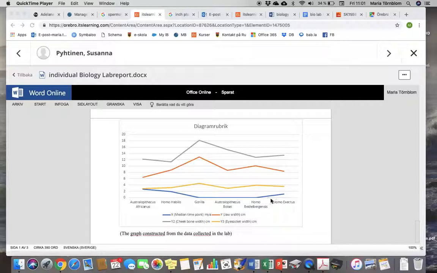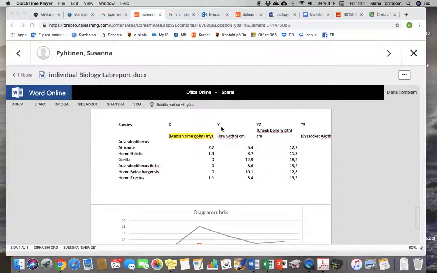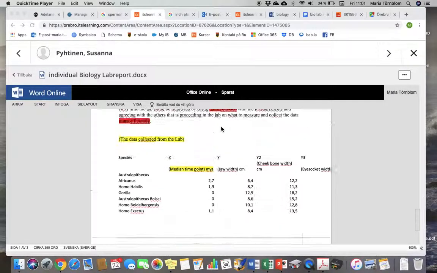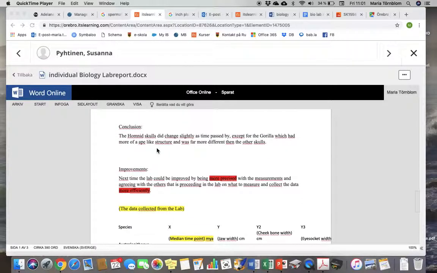And gorilla is not really a part of the human timeline, so you could have added it, but it's an outlier kind of. It's also important that you have units and a title of your graph, and maybe something more in your discussion of how it went.